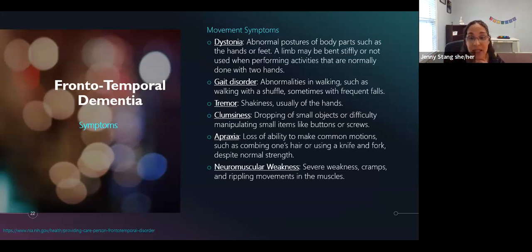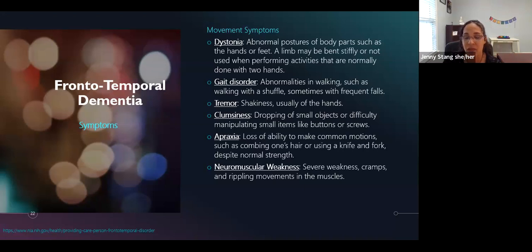Movement symptoms. We've got dystonia, which is abnormal postures of body parts, such as the hands or feet. A limb may be bent stiffly or not used when performing activities that are normally done with two hands. Gait disorder is abnormalities in walking, such as walking with a shuffle, sometimes falling frequently. They may experience tremors, which is shakiness, usually in the hands, but it can be in other parts of the body. An increase in clumsiness, dropping of small objects, or difficulty manipulating small items like buttons or screws.